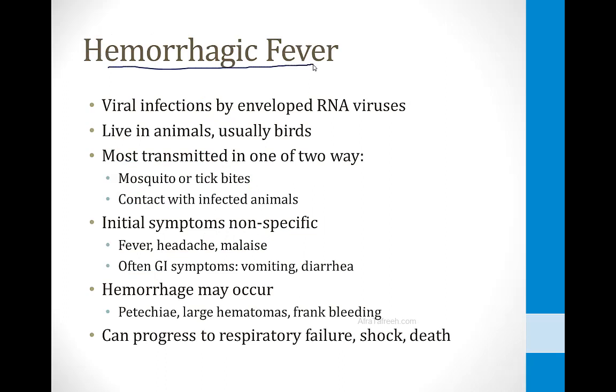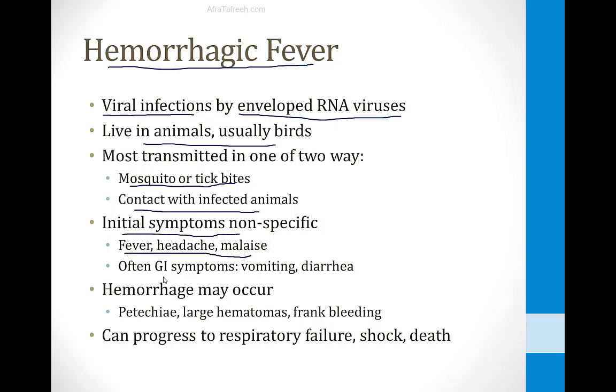Let's discuss hemorrhagic fever. Hemorrhagic fever is caused by one of several viruses. It is a viral infection, and it's always caused by enveloped RNA viruses. These viruses live in animals, usually birds, and most are transmitted to humans either by a mosquito or tick bite, or sometimes from contact with infected animals. The initial symptoms are nonspecific, things like fever and headache and malaise. Often people have GI symptoms like vomiting or diarrhea.